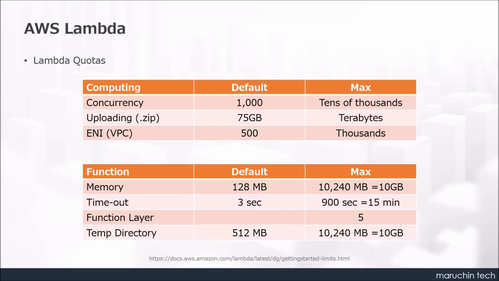In Lambda, you cannot configure the CPU directly. CPU power is allocated proportionally to the memory you select. Also, Lambda has a strict timeout limit. It can run for a maximum of 900 seconds, 15 minutes. In other words, long-running processes exceeding 900 seconds are not possible, so you must use other services for large-scale data processing.